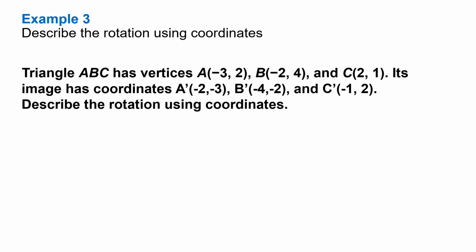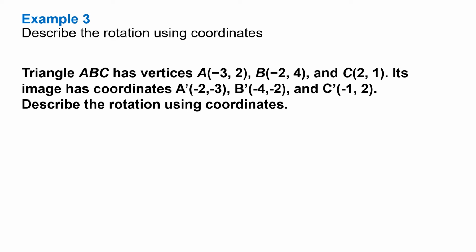Example 3. Describe the rotation using coordinates. Triangle ABC has vertices A(-3, 2), B(-2, 4), and C(2, 1). Its image has coordinates A'(-2, -3), B'(-4, -2), and C'(-1, 2). Describe the rotation using coordinates.